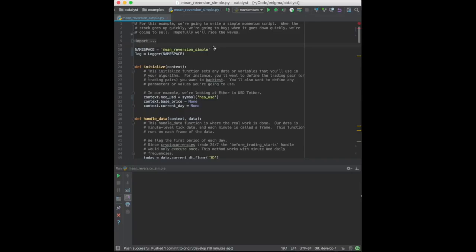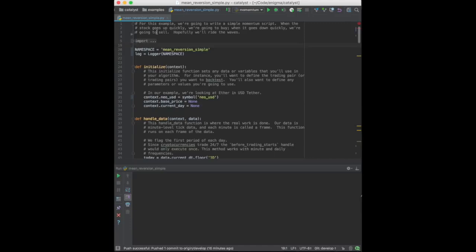Today, I want to show you how to create and backtest a cryptocurrency trading strategy with Catalyst. We'll refer to the mean reversion simple strategy contained in the examples folder of the Catalyst project. This particular IDE is PyCharm, but it's not a requirement to build strategies.